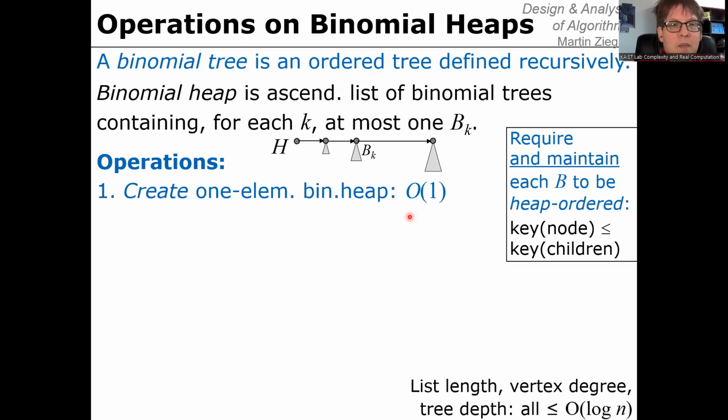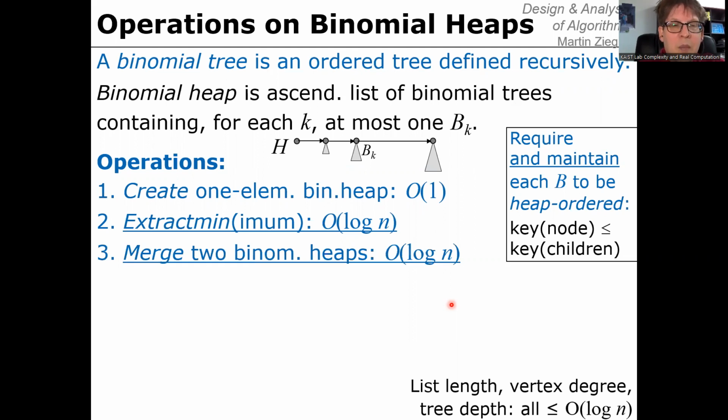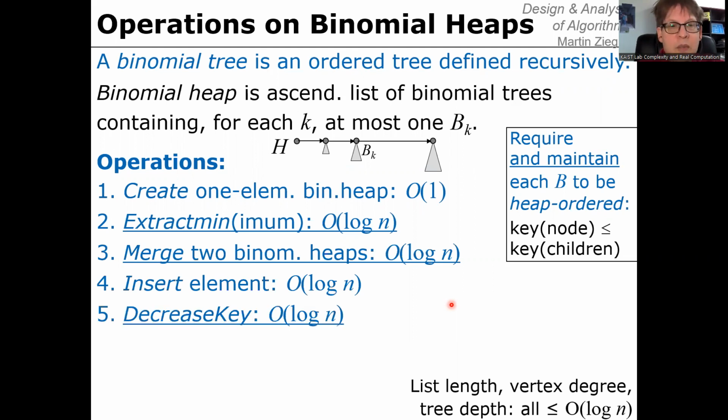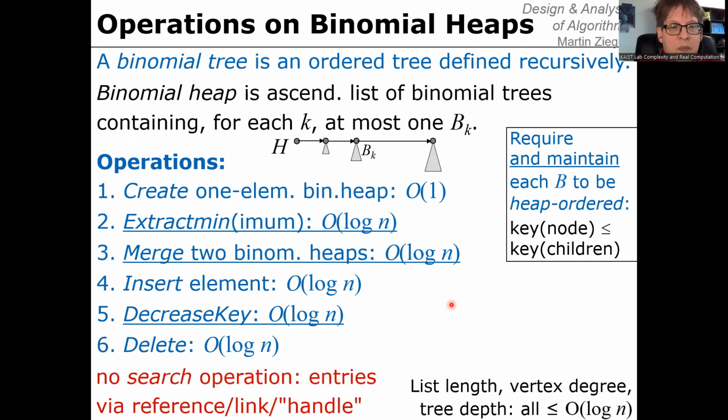So here's the collection of operations supported by binomial heap. Create operation, create a one element binomial heap, which will have constant cost. Extract min operation, which will turn out to have logarithmic cost. Merge two binomial heaps. That's a key benefit of binomial heap over Fibonacci heap. Insert operation, logarithmic time, decrease key operation, and delete operation. So this is the set of operations we're going to support.